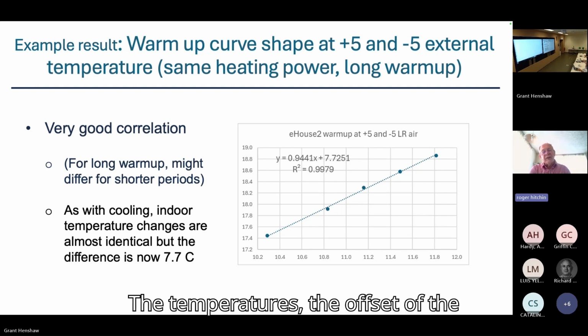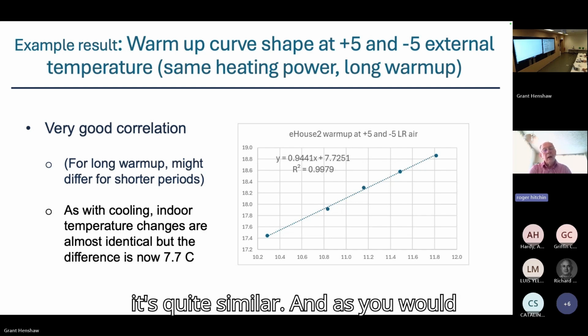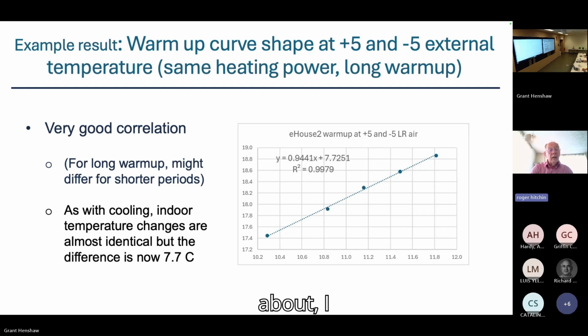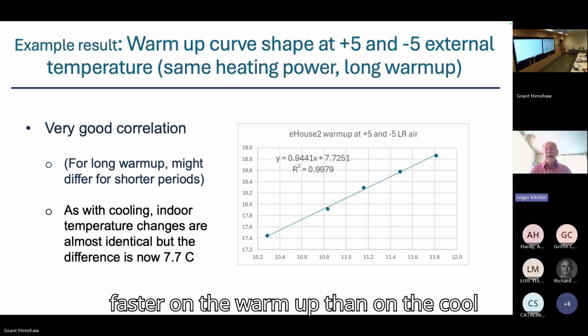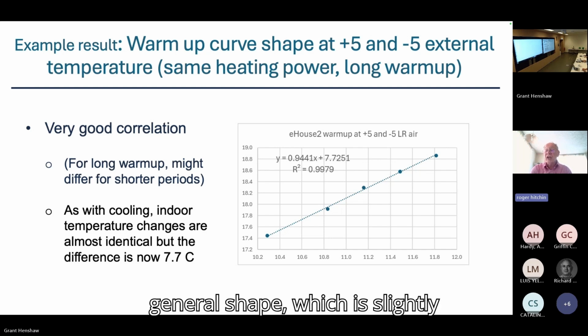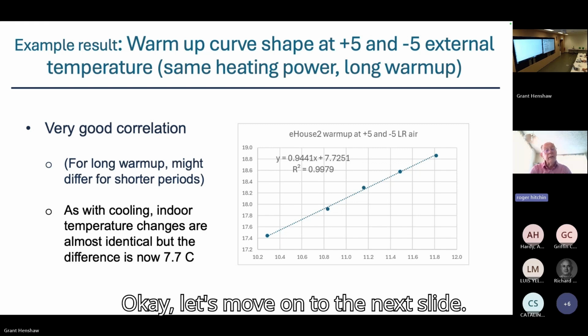The offset of the temperatures isn't quite the same, but it's quite similar. And as you would expect, once you start injecting heat into the room, the rate of change of temperature is quite a lot higher. I think it's about 2.5 times faster on the warm-up than on the cool down. It's quite a lot quicker, but the same general shape, which is slightly surprising in my view. But there we are. Okay, let's move on to the next slide.